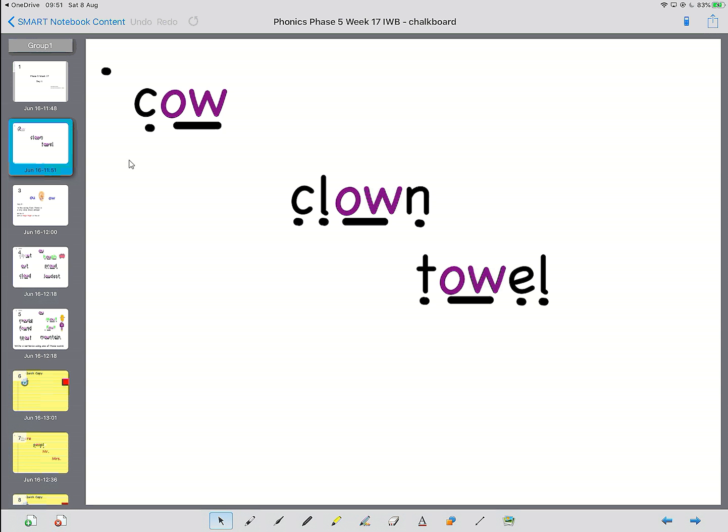This is the sound we're learning today, but it's going to be a different grapheme. So k, ow, cow. You do the next one. Ow, n, clown. And the last one we'll do together. T, ow, e, l, towel. Okay, so that's how it looked when we learnt it in phase three. Now we're going to have a look at an alternative.